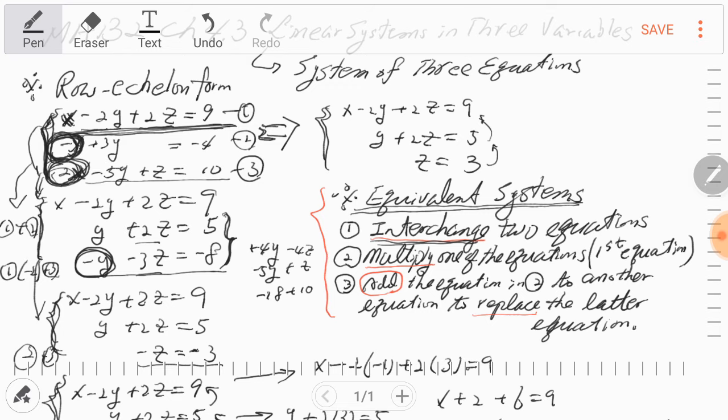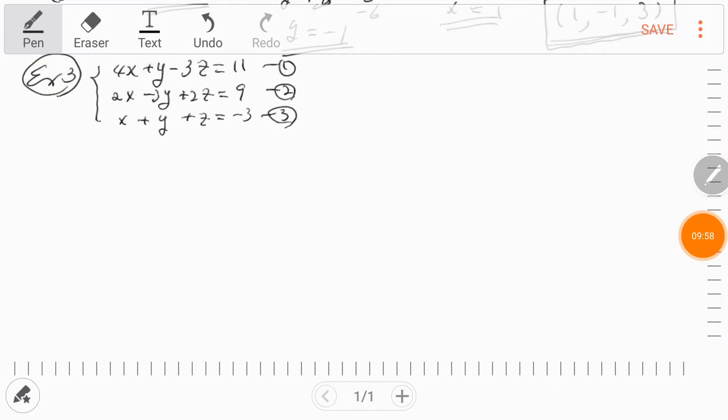Okay, let's try another example. Okay, this is example 3. Okay, in order to solve this system of equations, let's interchange the first row, first equation, and the third equation. Because the third equation starts with x, the coefficient of x is 1. And the best one is if an equation starts with x with the coefficient 1, that's the best one to be placed in the first equation. So I will interchange these two equations. So the third equation becomes the first one. And the second equation stays the same.